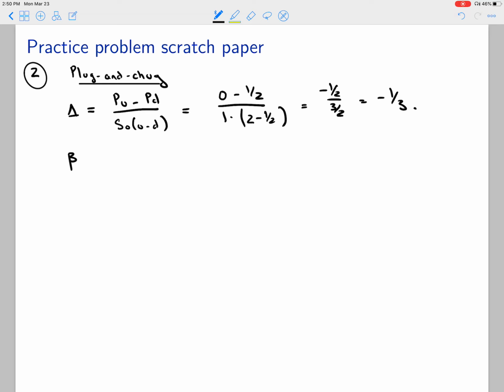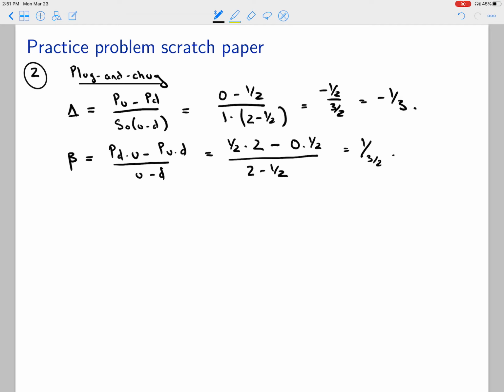of Red Rock Resorts. How many bonds are you going to own? Again, if we want to do the plug and chug method, we just write down the formula: PD times U minus PU times D, over U minus D. Plug and chug. Payoff of the put in the downstate is 1/2. Gross rate of return in the upstate is 2. Payoff to the put is 0 in the upstate, times the gross rate of return in the downstate, 1/2, over U minus D, 2 minus 1/2. This is going to be equal to 1 over 3/2, which is going to be equal to 2/3.